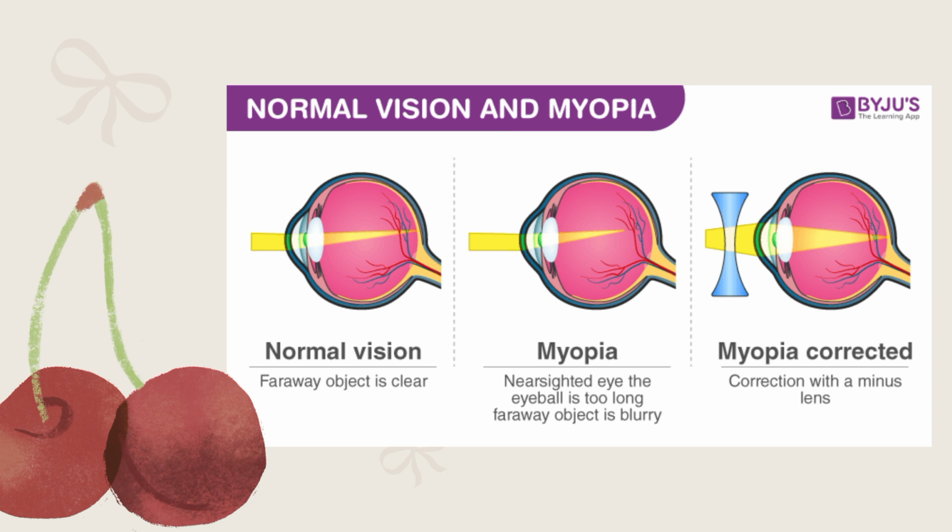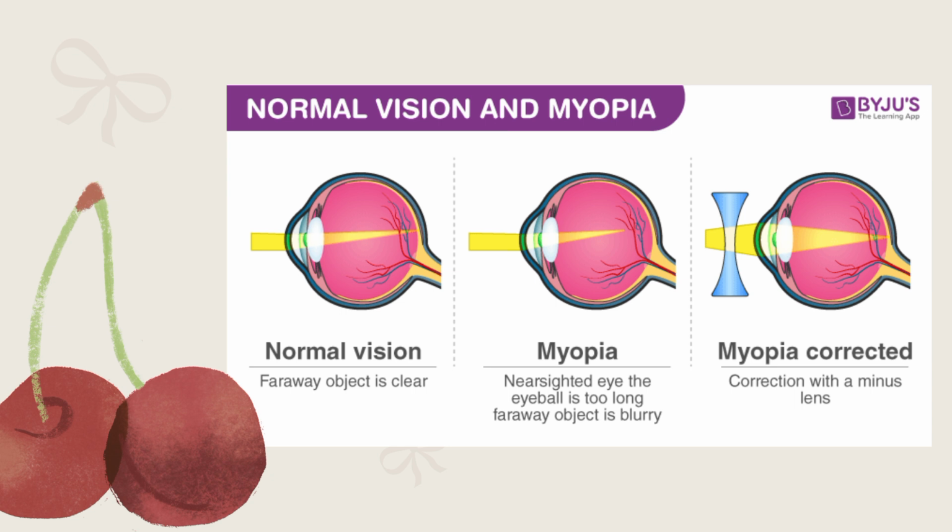This is an example. So as you can see, in the normal vision, a far away object is clear because the light hits our optic nerve, which can transmit signals to our brain so we can form an image. Then in myopia, the nearsighted eye, the eyeball is too long, so far away objects are unclear. As you can see, the light doesn't reach our optic nerve. That's why what we see is blurry if we have myopia.